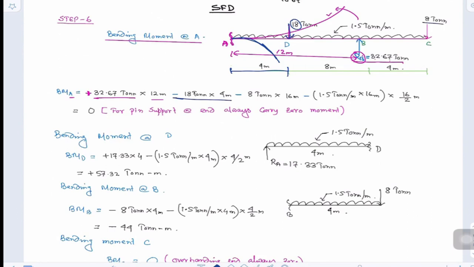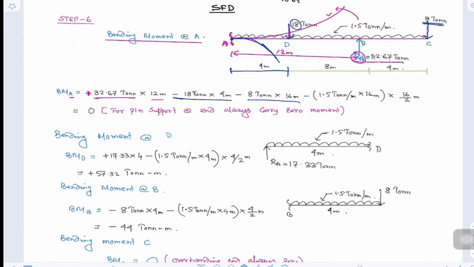Similarly, another force which is 8 ton. 8 ton is also acting downward. So 8 ton, A is fixed, will cause a moment which will have the nature of, just hold on, which will have the nature of crying. Okay. So this 8 ton is creating a negative moment. 8 into the distance, which is 16.